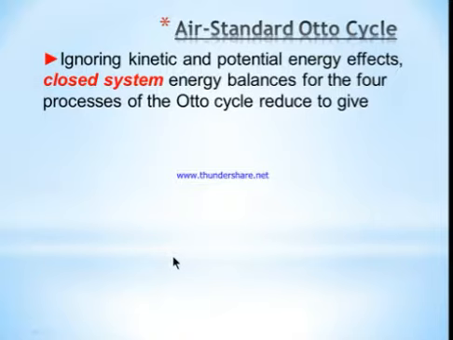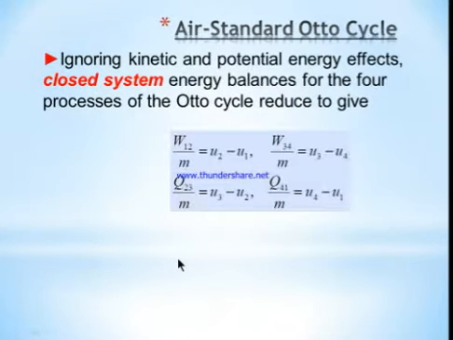Now, ignoring the kinetic and potential energy effects, the closed system energy balance for the 4 processes of the Otto cycle is reduced to give: W12, the work done during compression, is U2 minus U1. Through this equation we can find the work done during compression, the heat added at constant volume, the work done during expansion, and the heat removed from the working fluid, or heat rejected, Q out.